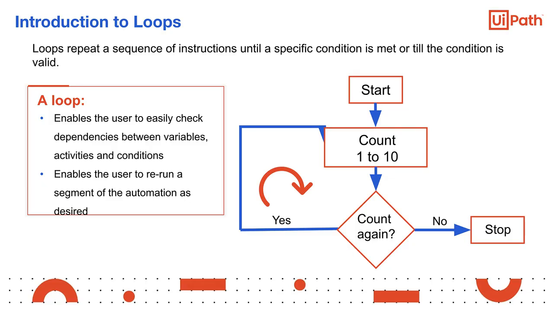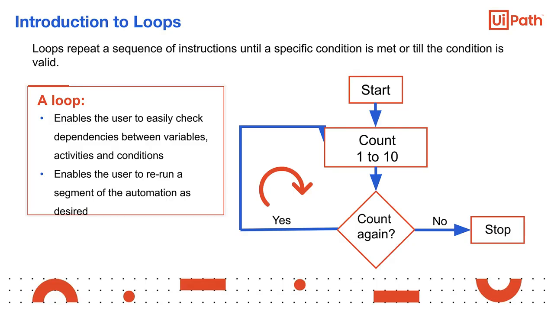A loop is a programming structure that repeats a sequence of instructions until a specific condition is met, or as long as the condition is valid. For example, suppose the user wants to create a program that counts from 1 to 10. The user may want to restart the count once it is complete. This is a loop. The user can continue doing so as long as desired.